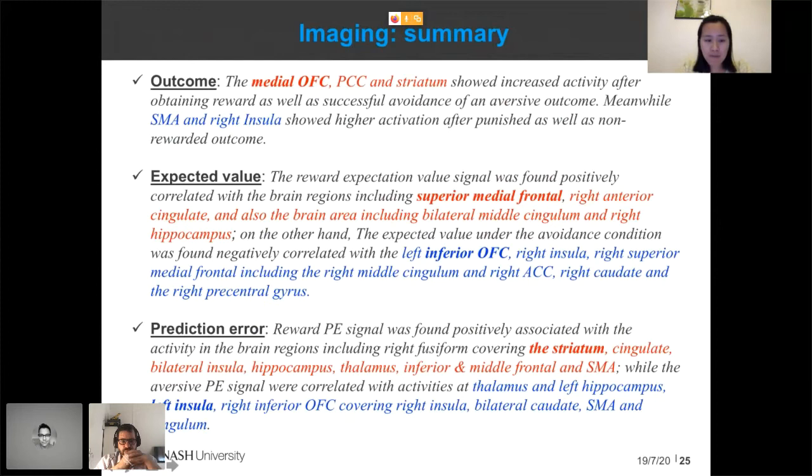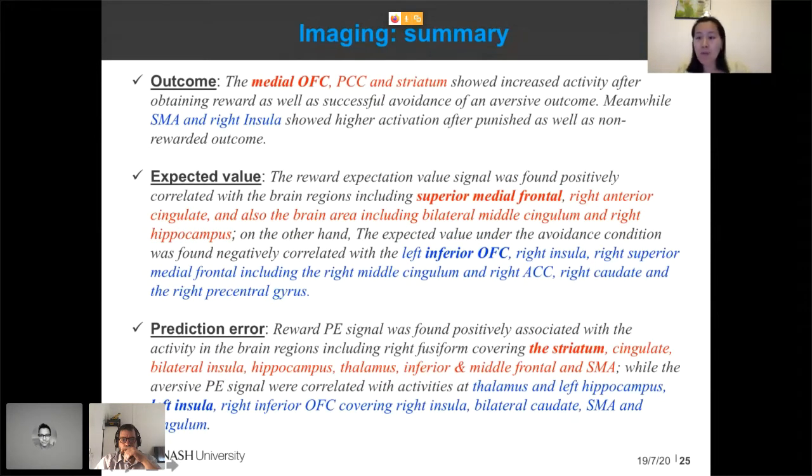For the reward prediction error, it was found to be positively associated with activity in brain regions including the right fusiform, the striatum, cingulate, bilateral insula, as well as the thalamus. While the aversive prediction error was associated with brain activities at the thalamus and left insula, and also the bilateral dorsal striatum.